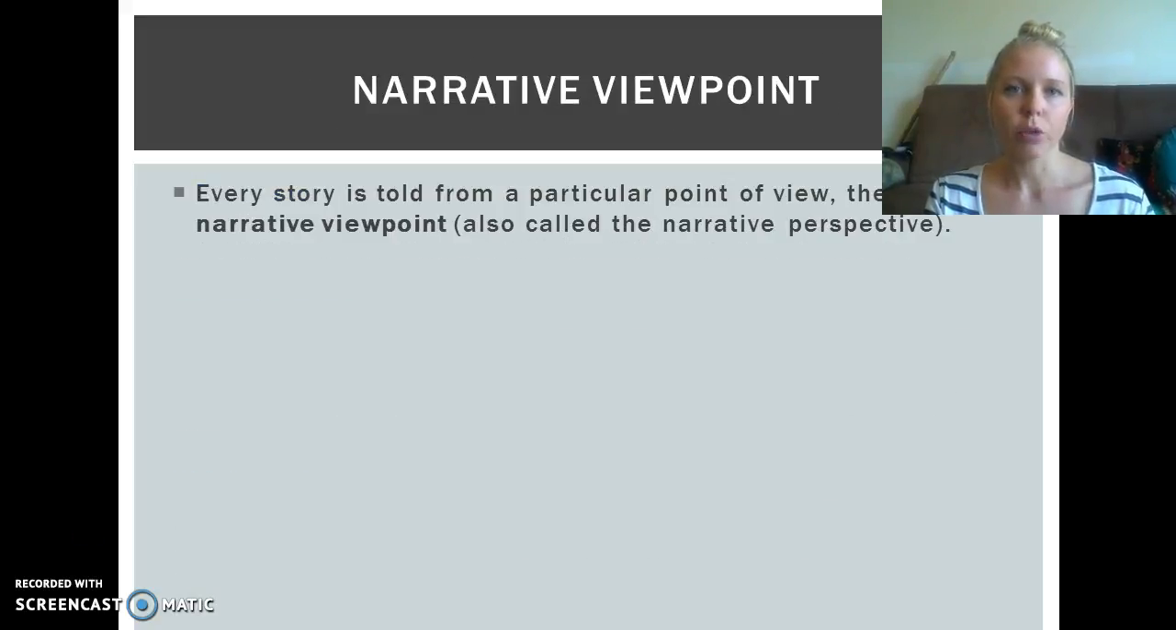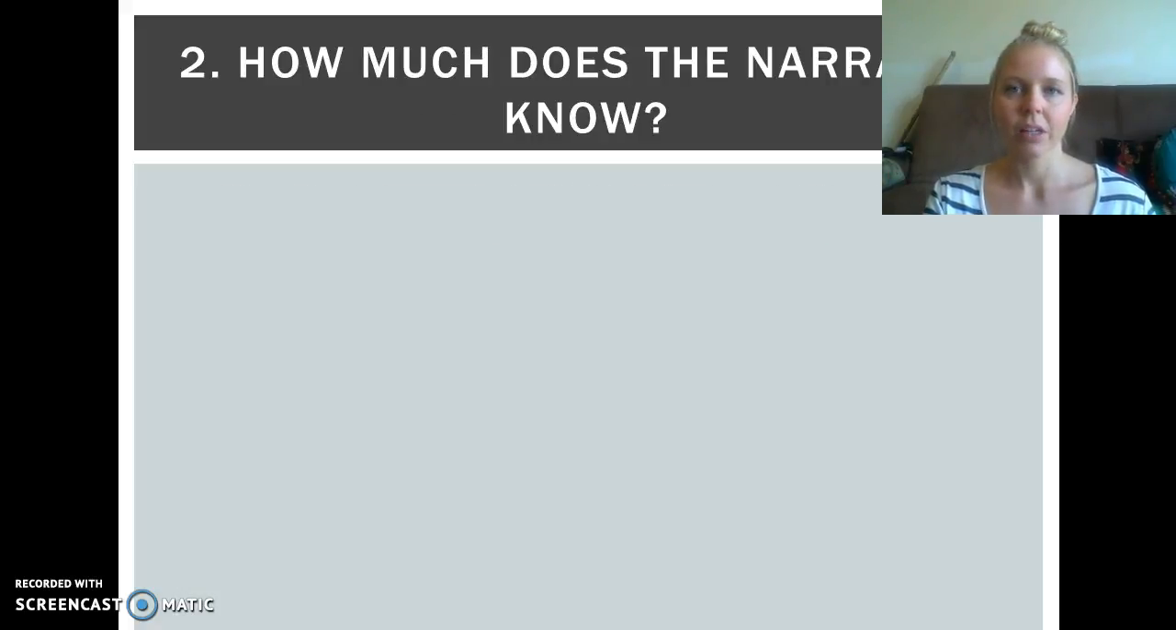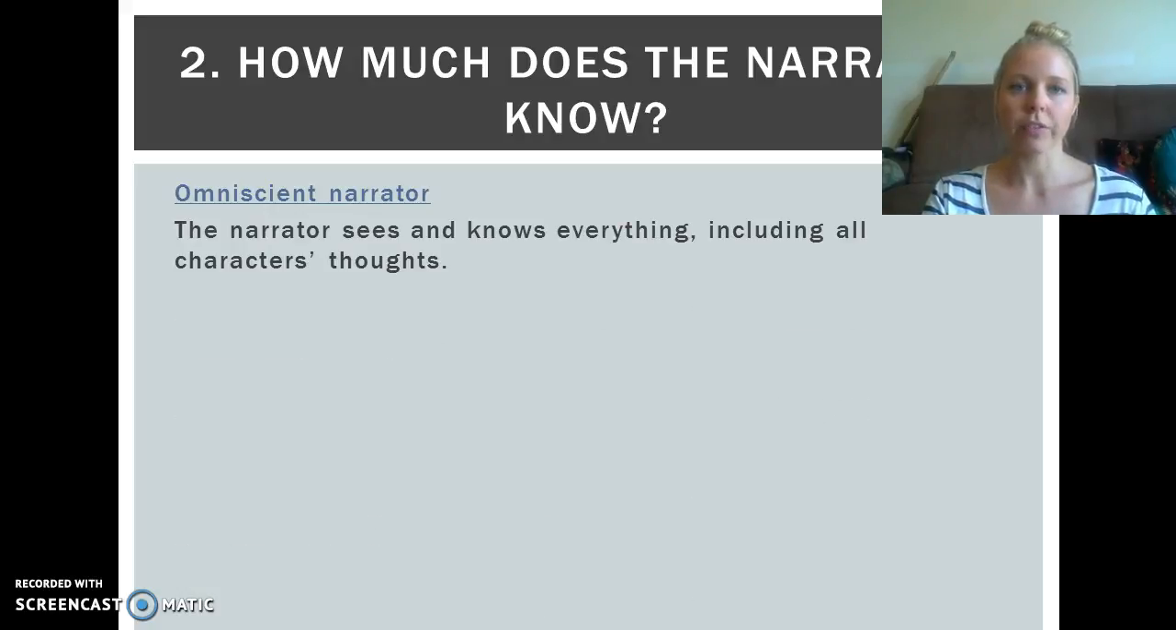Okay, narrative viewpoint, a little bit different. Sorry, these 2 slides should have been switched around. Every story is told from a particular point of view, the narrative viewpoint, also called the narrative perspective. So that's the 3 that we've just gone through: first person, second person, and third person. The second thing to consider with your perspective is how much the narrator knows. There are 2 different styles of third person narration.